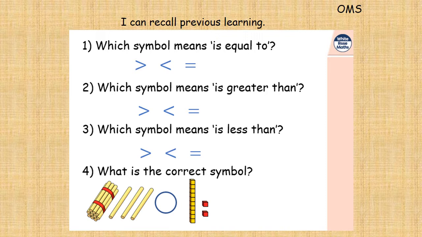Now let's check your answers. Question 1. Which symbol means is equal to? Well done, it's this one. Question 2. Which symbol means is greater than? You're right, well done. Question 3. Which symbol means is less than? Great job. Question 4. What is the correct symbol?